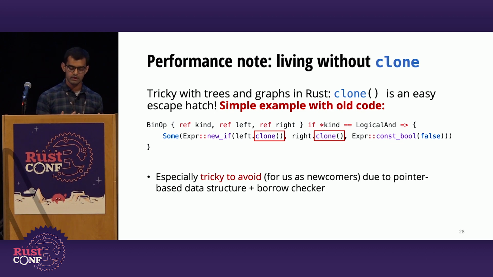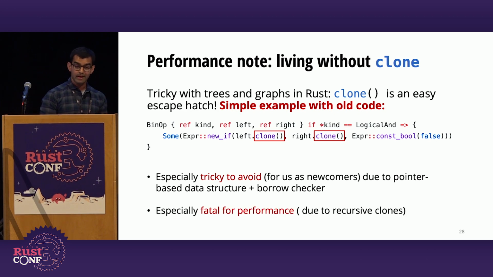But there's two things wrong with this. The first is that it's tricky to avoid, at least for us when we were newcomers, because these data structures are pointer-based and you have to deal with the borrow checker. So we knew in the back of our minds that there was some combination of ref and ref mut and so on to fix this. But it was easier just to drop in some clones in some well-chosen spaces and get the borrow checker to shut up for a couple weeks.